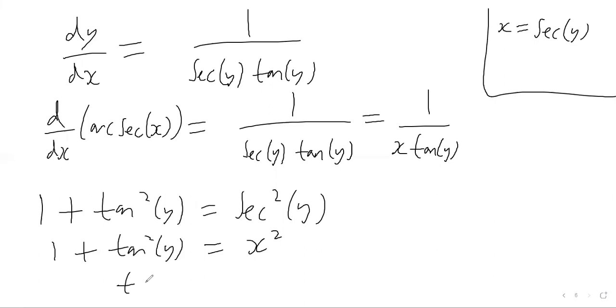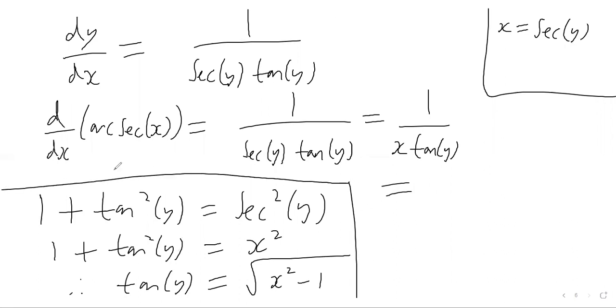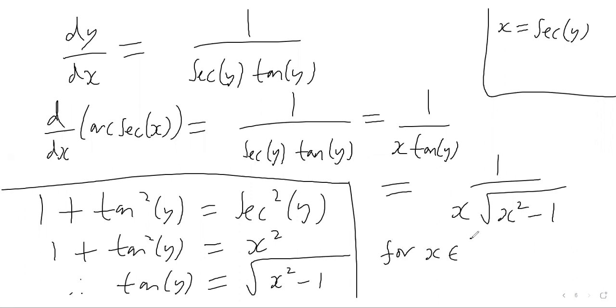If we make tan the subject of the formula, we get tan y equals the square root of x squared minus 1. So we can just plug this result down there into our formula up here. And if we do that, we'll get 1 over x times the square root of x squared minus 1. And this is for x values in our domain, and our domain was negative infinity to negative 1, union with 1 up to infinity.